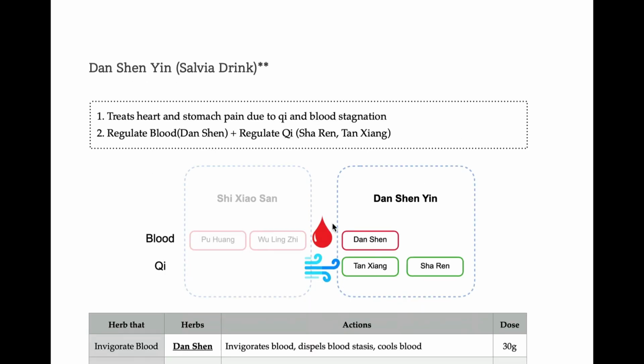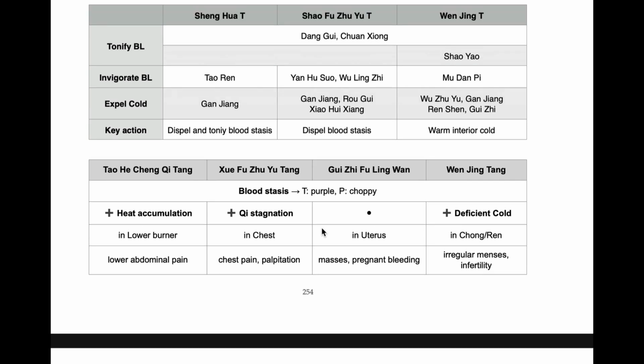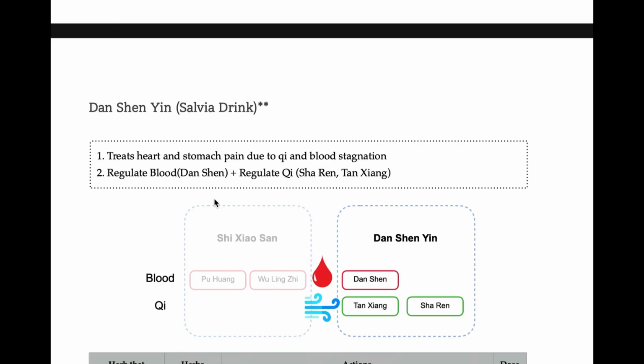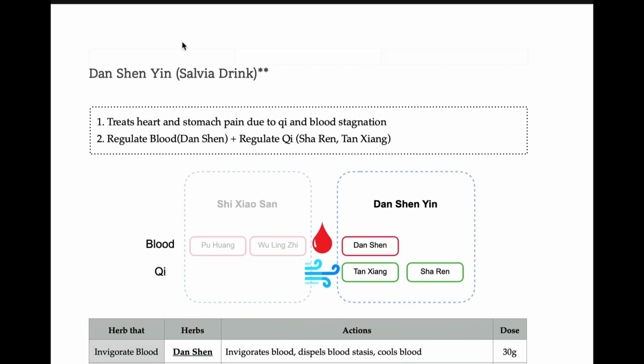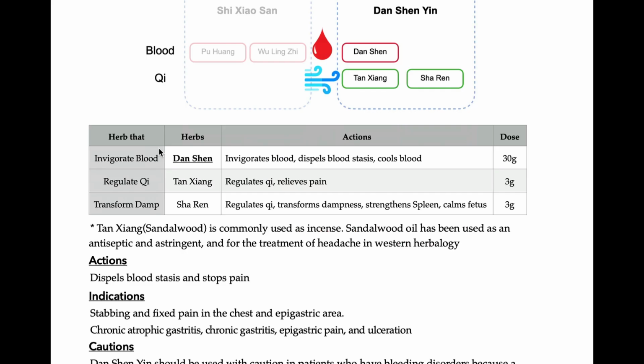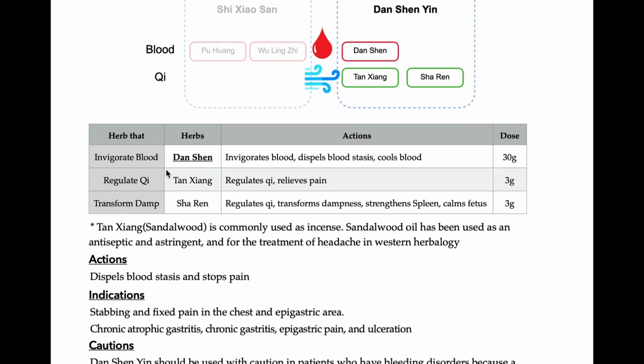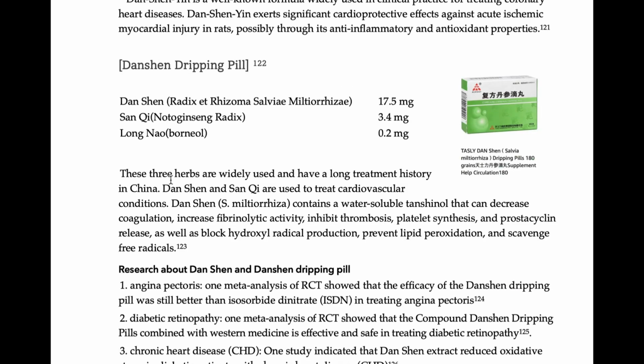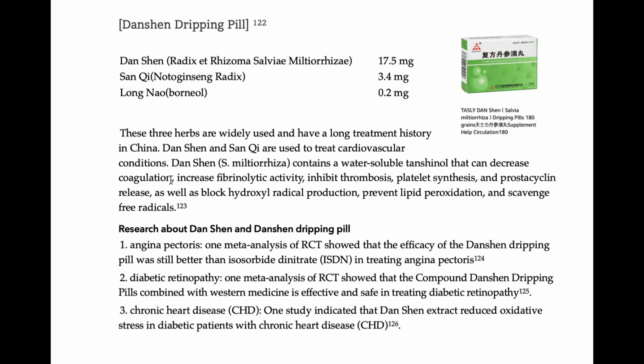And Danshenyin, this is for chest. This is for uterus and warming. And this is for chest. Danshenyin. Chest and stomach. So pain in the chest and epigastric area. And danshen is commonly considered a herb that interacts with anticoagulants. If a question asks you about anticoagulation with herbs, danshen is one of the first things you should consider.